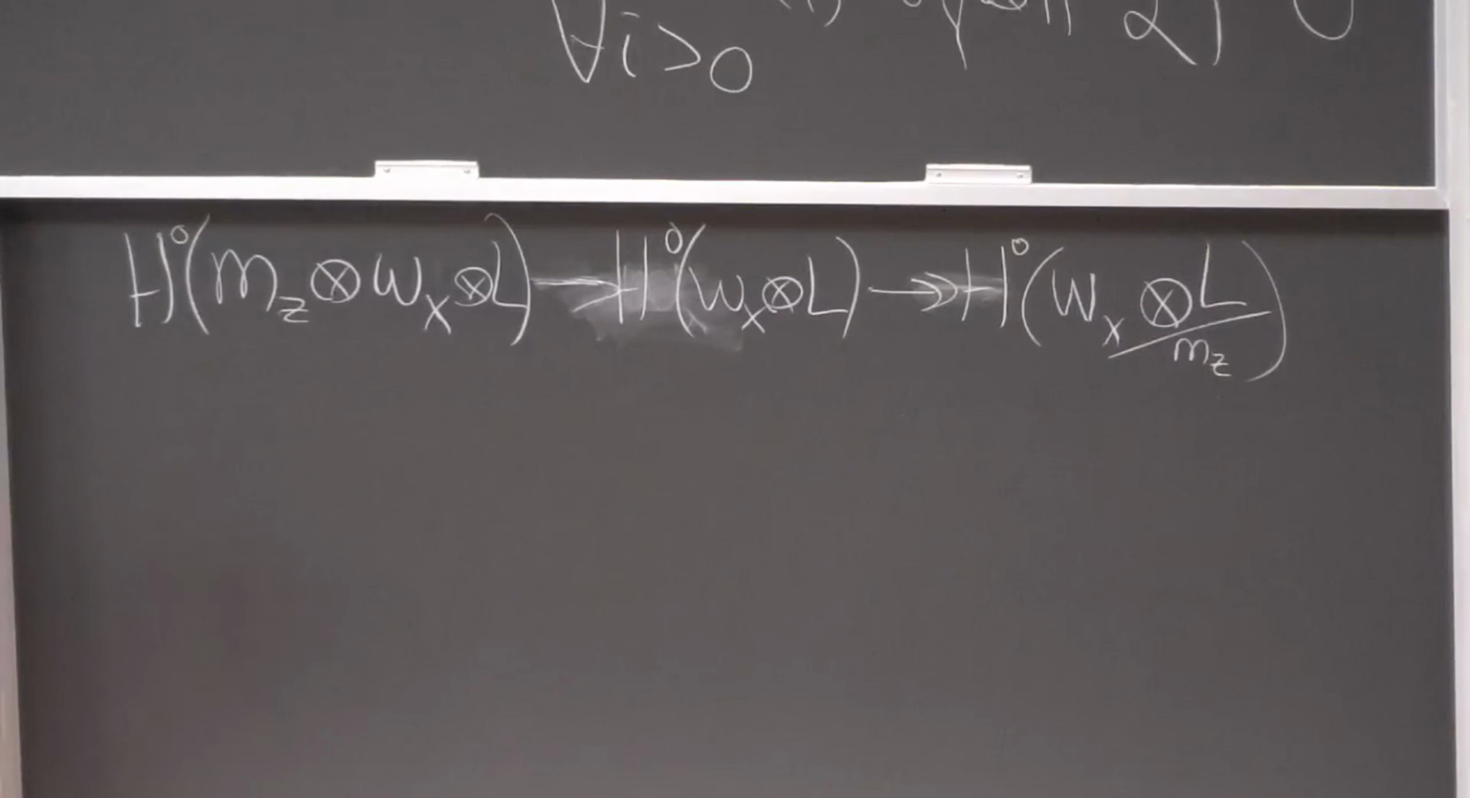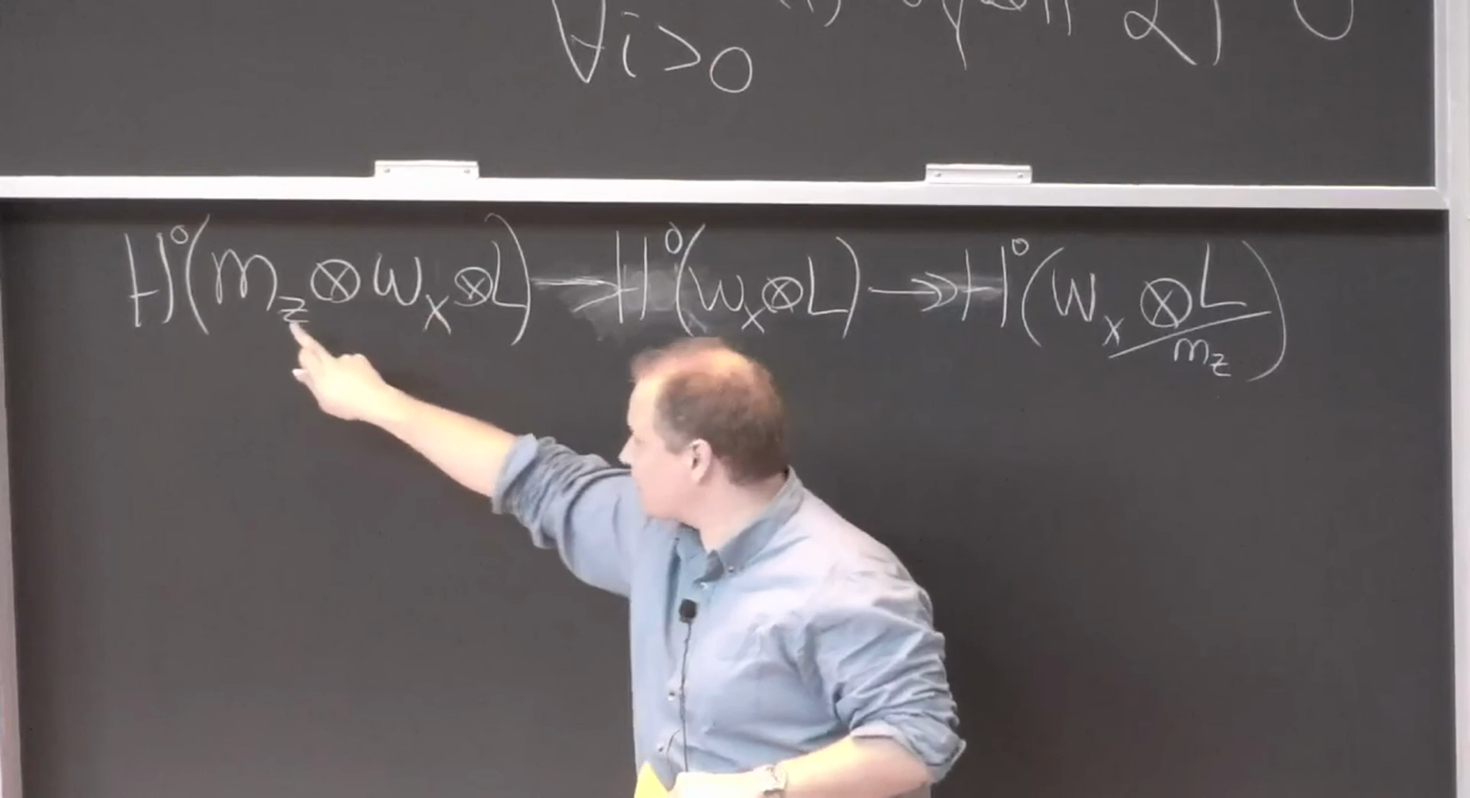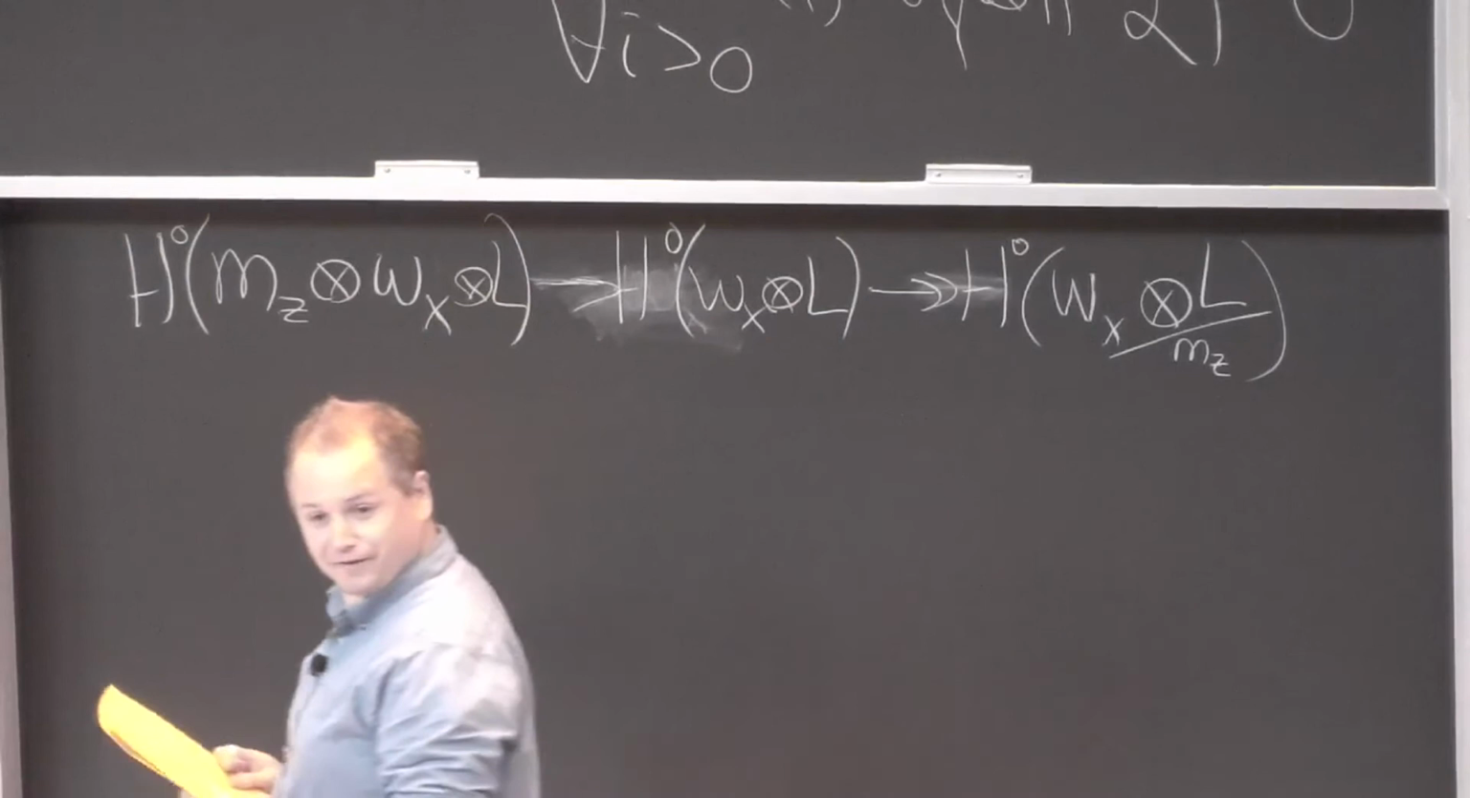Now, this kind of looks like the setup we had for Kodaira vanishing, but it's not quite because I have this m_Z here. But I can blow things up, and then things will actually look a little bit nicer. Okay, so remember Y to X is the blow-up of my little point Z.